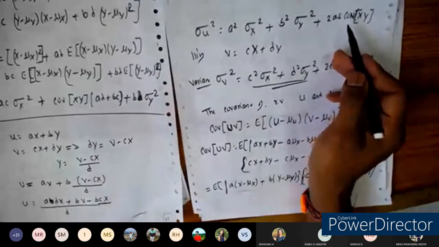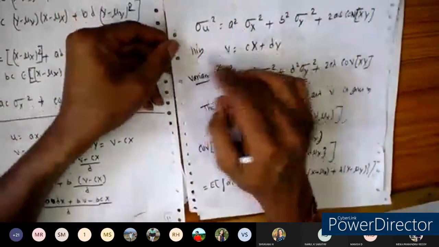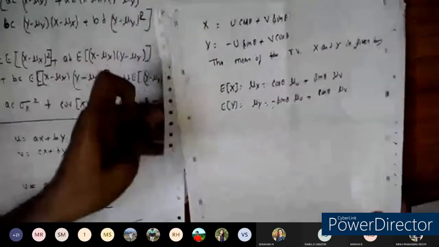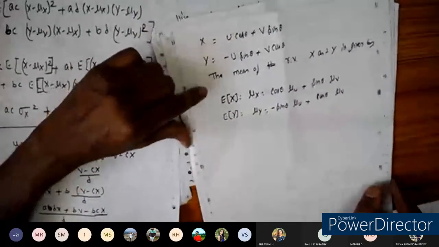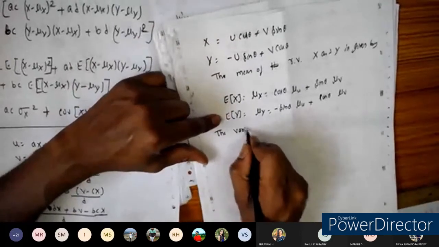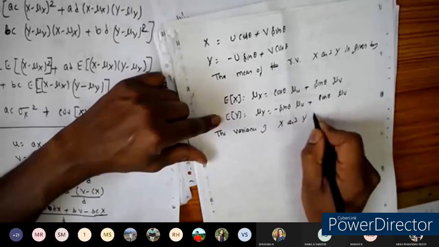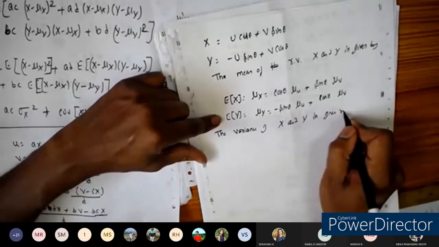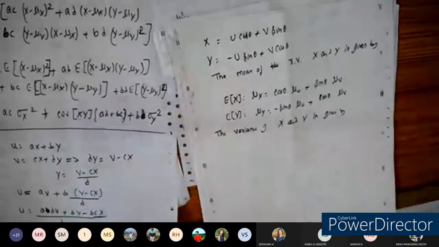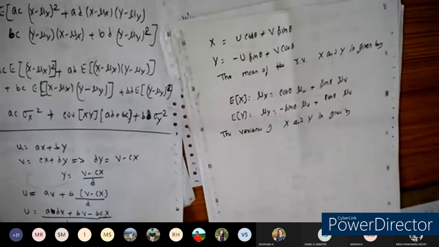Similarly, what we are going to do is find out the variance of this one. I'm going to change the variables as per this one. You can take the variance of x and y, which is given by the following expression.